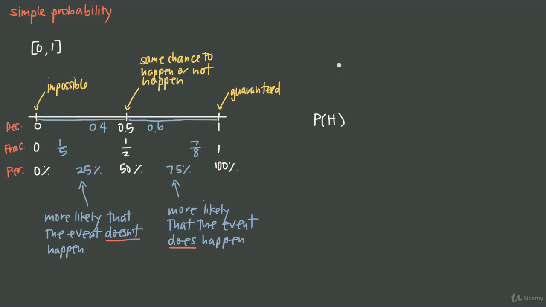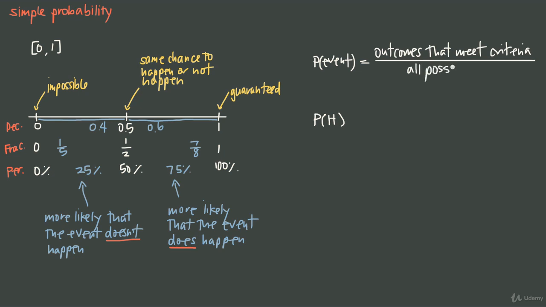But if we wanted to just generalize this as a formula, we would say the probability of just some event. And the formula that we use, and this is somewhat intuitive, is just the outcomes that meet our criteria divided by all possible outcomes. So let's unpack this formula a little bit when it comes to finding the probability that we get heads when we flip a coin. A lot of times it's easier to start with the denominator, all possible outcomes.